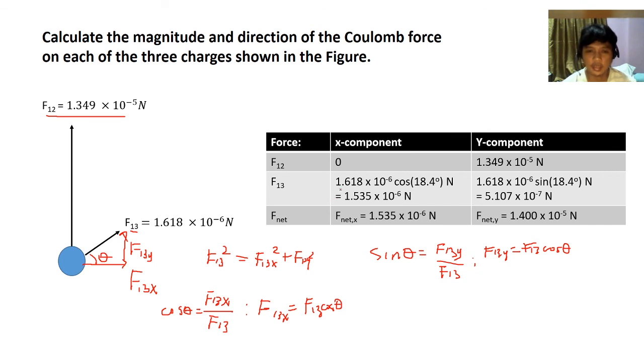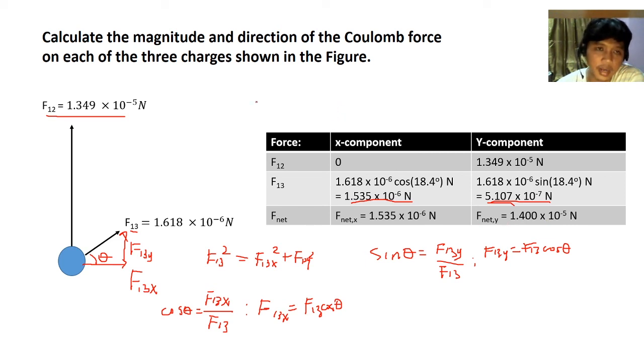And that's exactly what we did here for the x component. F13 is 1.618 times 10 to the negative 6, and we multiplied it by the cosine of theta, where theta is 18.4 degrees. And we obtained this value for the x component, and we obtained this value for the y component. Fnet x is just the sum of all the x components, and Fnet y is just the sum of all y components. So 0 plus 1.535 times 10 to the negative 6 is just 1.535 times 10 to the negative 6. And 1.349 times 10 to the negative 5 plus 5.107 times 10 to the negative 7 gives us 1.4 times 10 to the negative 5 for Fnet y.